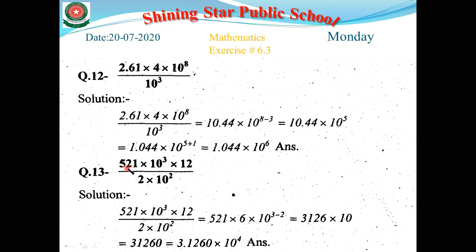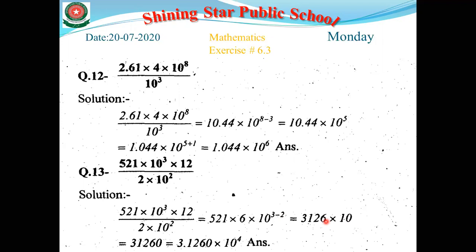Question number 13. 5.1 multiply 10 power 3 multiply 12 divided by 2 multiply 10 square. Okay, ji. 2 1s are 2, 2 6s are 12. Now 5.1 multiply 6, multiply 10 power 3 minus 2 is 10. 31.26 multiply 10. Okay, ji. Now we know that as we have no point shown here, it means we have the point after the last digit. So we have here the point after the 6.